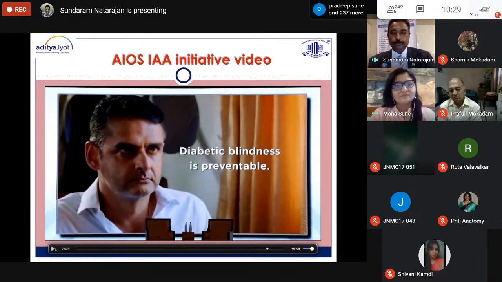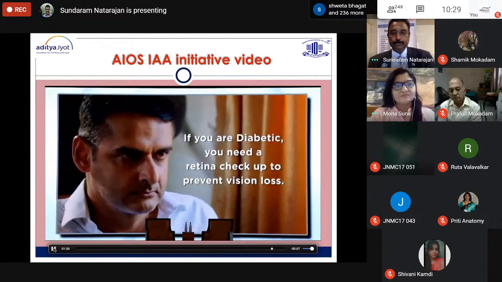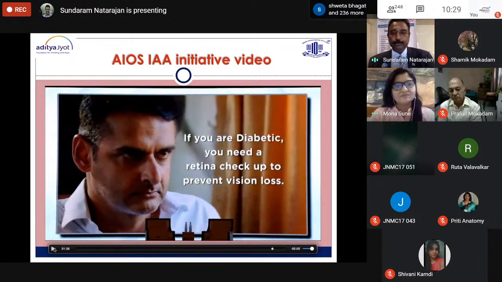So this is the second take-home message. Diabetic blindness is 100% preventable. But after the retinopathy sets in, then you come and say, please prevent, how do you prevent? And that is the problem. It is not reversible. So if you are a diabetic, you need a retina checkup to prevent vision loss. So checkup will not prevent, that is what the public perception is.